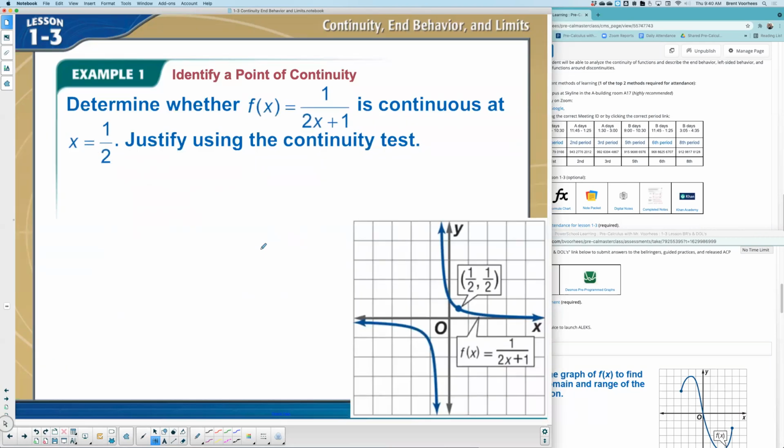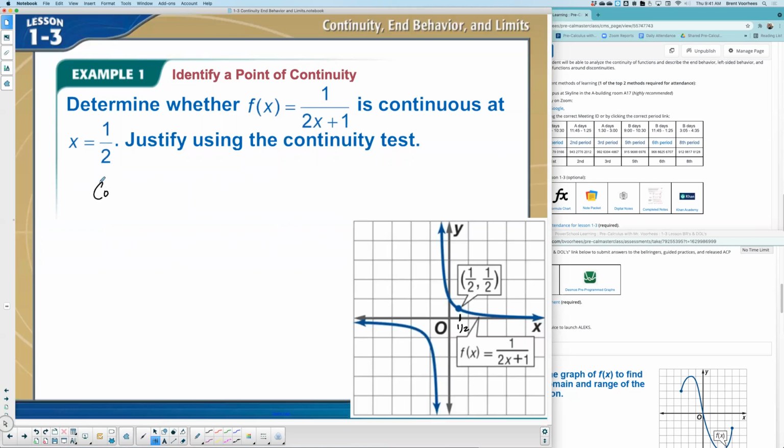Okay, so the first one, it says determine whether f of x equals 1 over 2x plus 1 is continuous at x equals 1/2. Justify using the continuity test. So if you were going to prove this, let's first look at the picture. Here's 1/2. Let me mark this right here. At this spot at 1/2, is the graph continuous? Yeah. Answer is yes. It's continuous at 1/2.